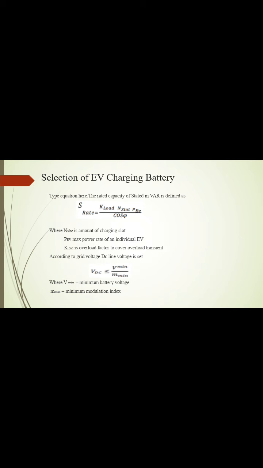According to the grid voltage, the DC line voltage is set as VDC less than or equal to V minimum divided by M minimum, where V minimum is the minimum battery voltage and M minimum is the minimum modulation index.